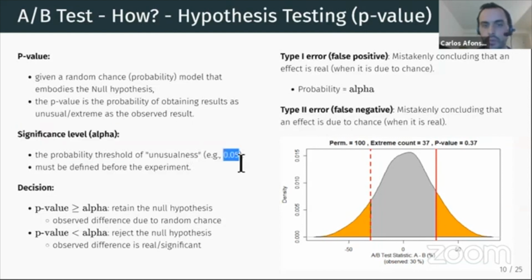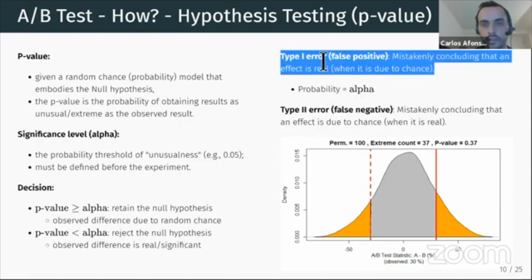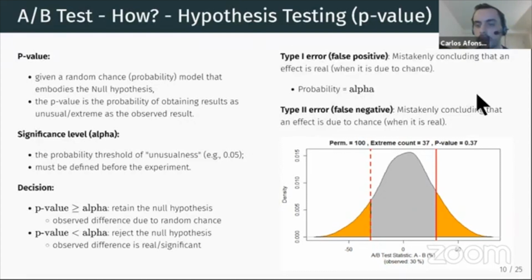Okay, often 0.05, and you will see that this alpha is the probability of making this type 1 error. The type 1 error is a false positive. What does that mean? It is when we mistakenly conclude that there is an effect, that the difference is significant, when it actually is not. It's just due to chance.